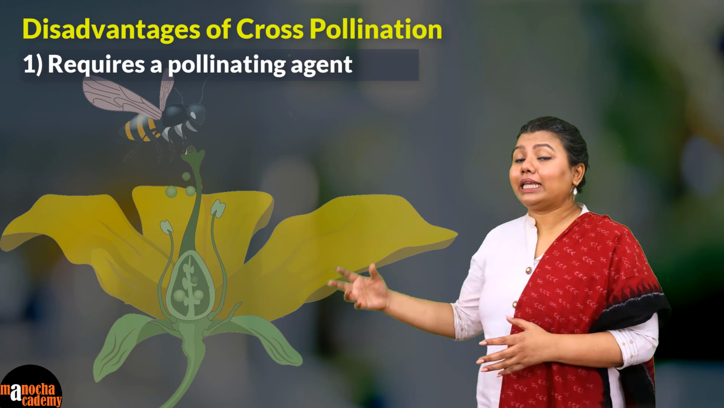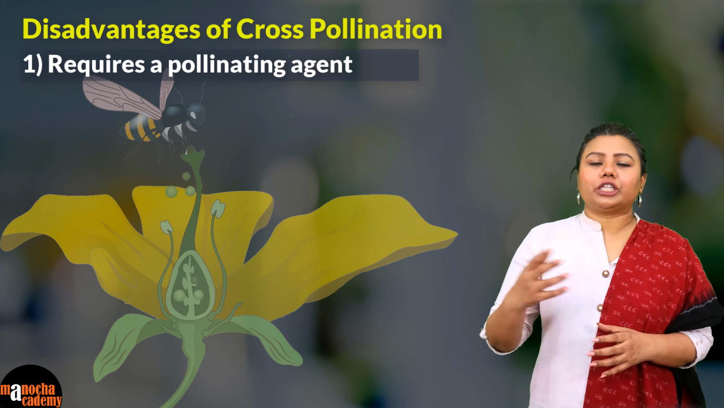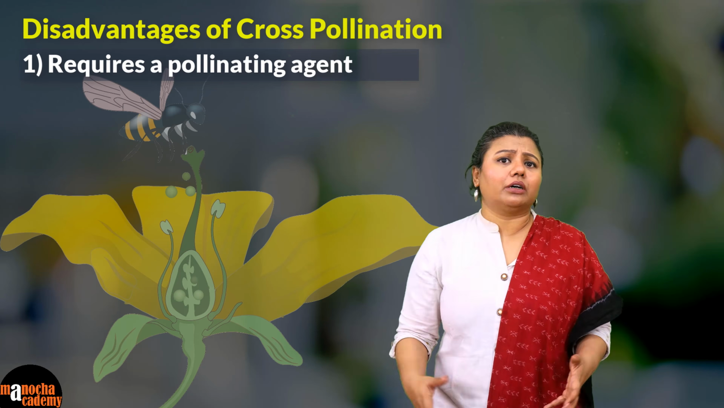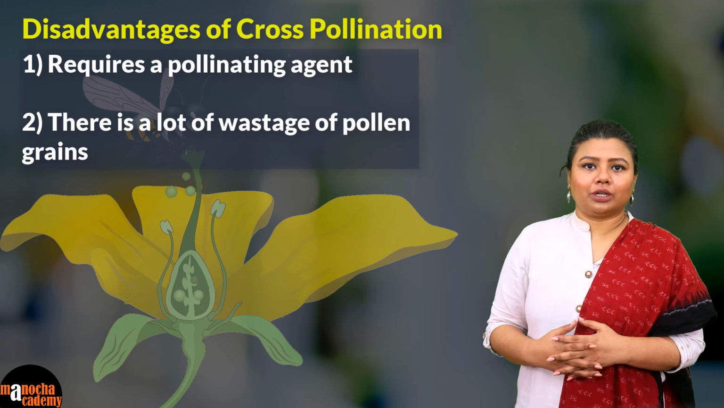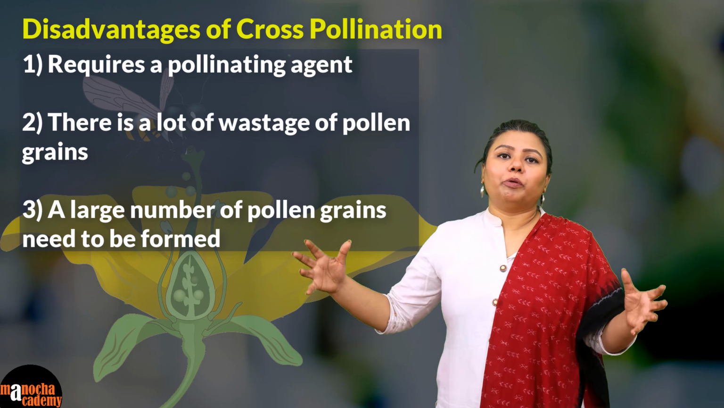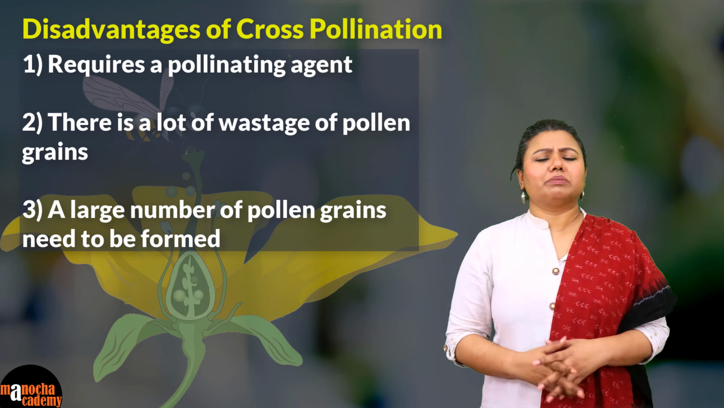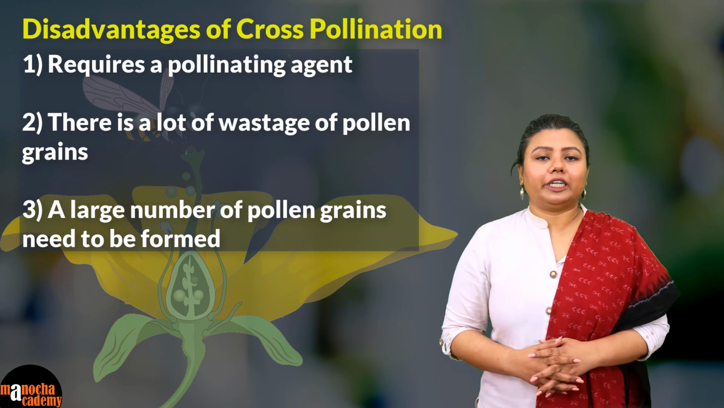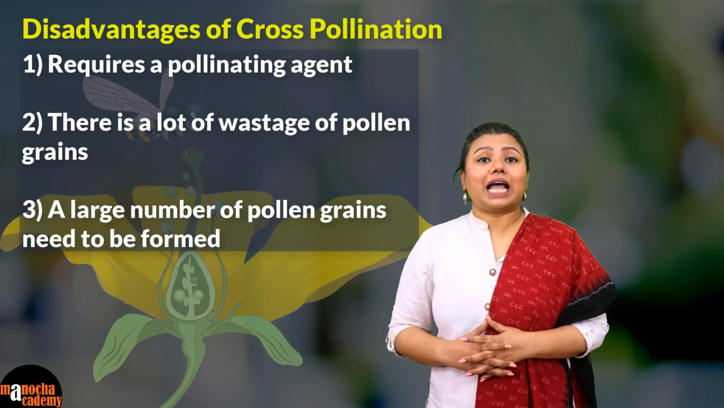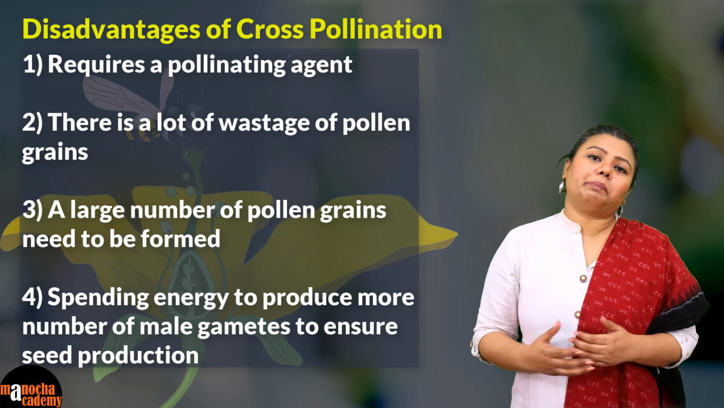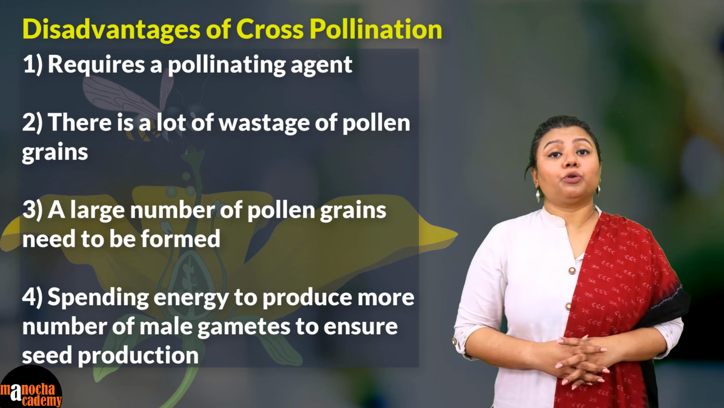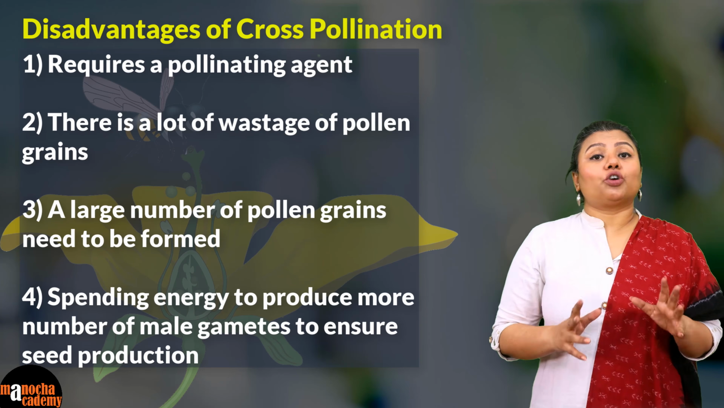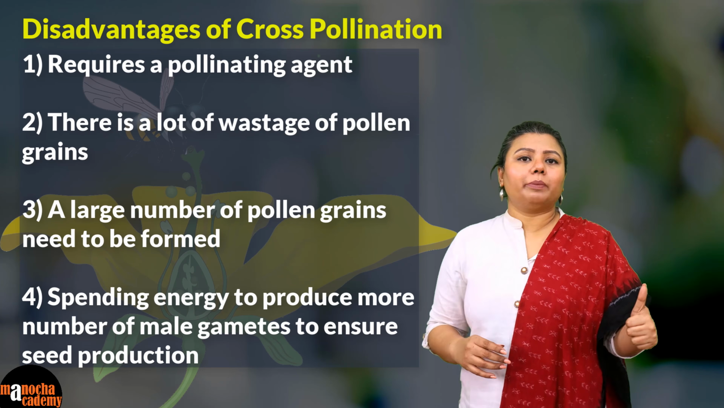Another thing is, while carrying the pollen grain from one place to the other, if it is wind, water, insects, birds, doesn't matter, there's a lot of wastage. So a large number of pollen grains need to be formed, much more than what self-pollinating plants would produce. That results in the plant spending energy to produce more male gametes to ensure seed production. So cross-pollination will not hold a pure line.